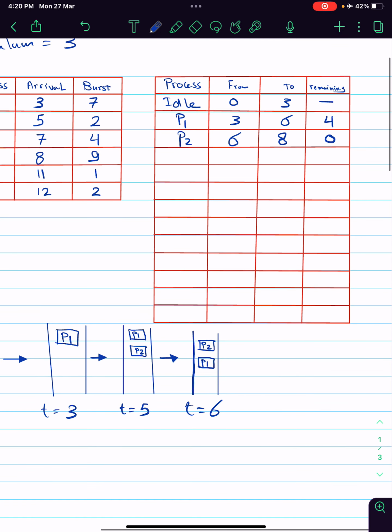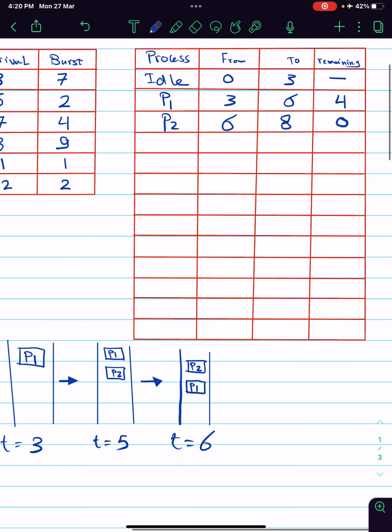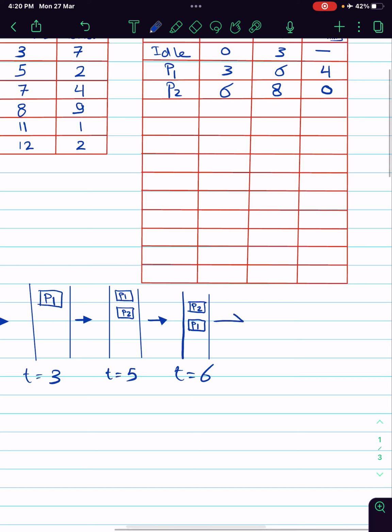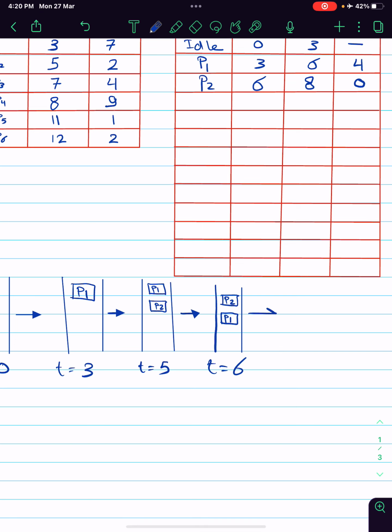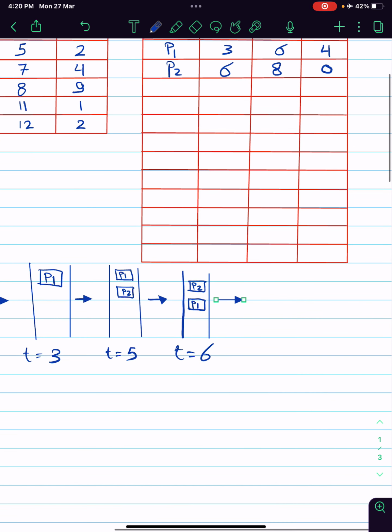Now, while P2 is working and before it's done, we have an arrival. The arrival is P3, which arrives at time 7. So at time 7, the queue will look like this. As you can see, P2 is working, P1 is waiting in the queue, and then we have P3 that arrives at time 7.